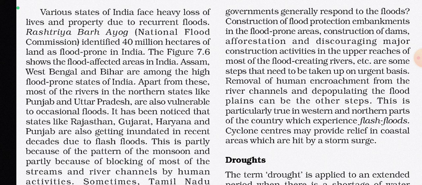Apart from these, most of the rivers in the northern states like Punjab and Uttar Pradesh are also vulnerable to occasional floods. It has been noticed that states like Rajasthan, Gujarat, Haryana and Punjab are also getting inundated in recent decades due to flash floods. This is partly because of the pattern of the monsoon and partly because of blocking of most of the streams and river channels by human activities. Sometimes Tamil Nadu experiences flooding during November to January due to the retreating monsoon.